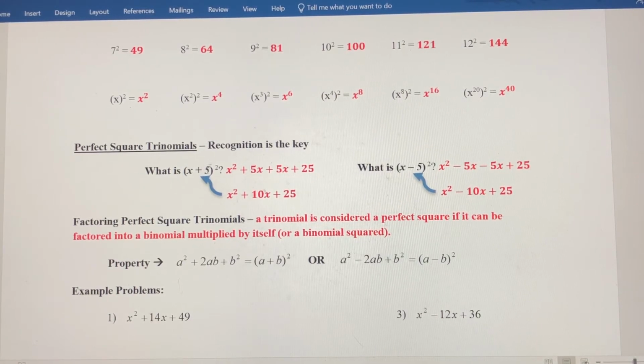Okay? Like this, a binomial multiplied by itself, or a binomial squared. Same thing here. This is a perfect square trinomial because when we factor it, we would get x minus 5 quantity to the second power, okay?